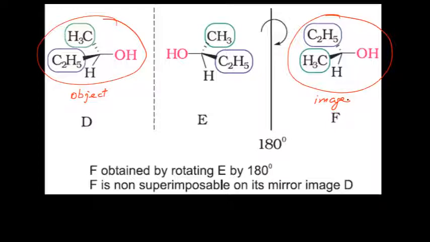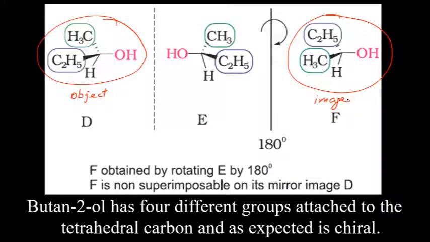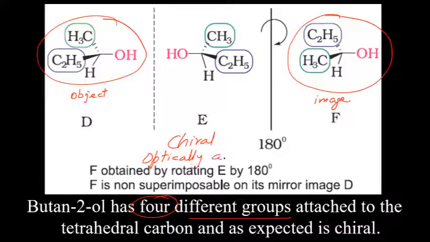This will give you a hint that it is an optically active compound. It has a chiral carbon. Chiral carbon, why? Because the carbons are not superimposable. Butanol has all four different groups attached to a tetrahedral carbon and, as expected, is chiral. It will be chiral, it will be optically active. The mirror images will be non-superimposable.